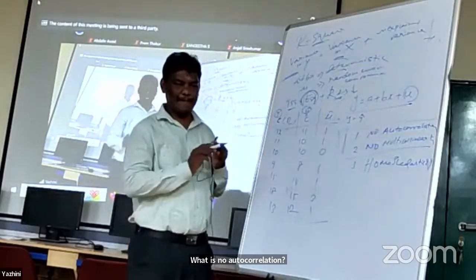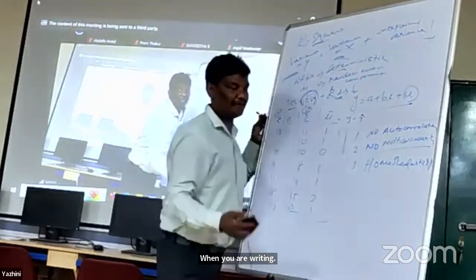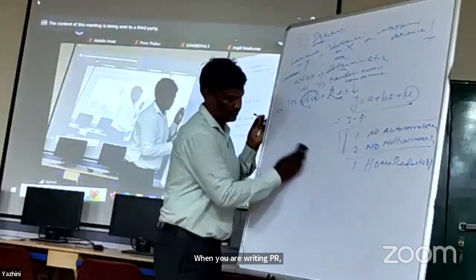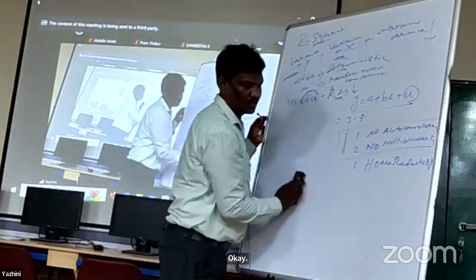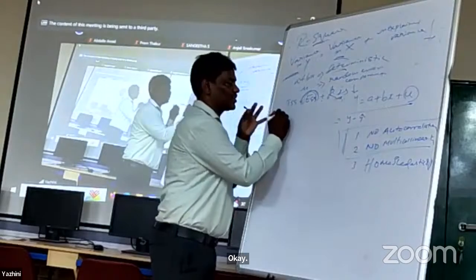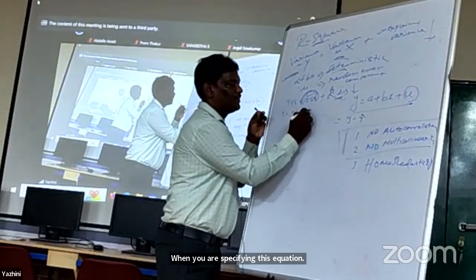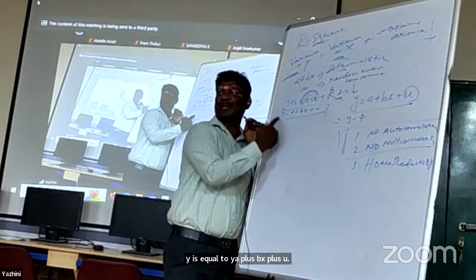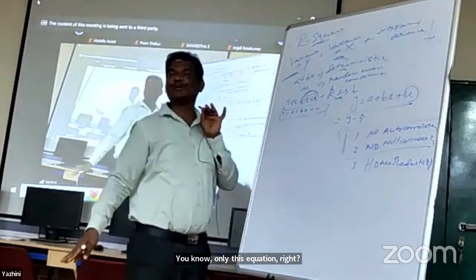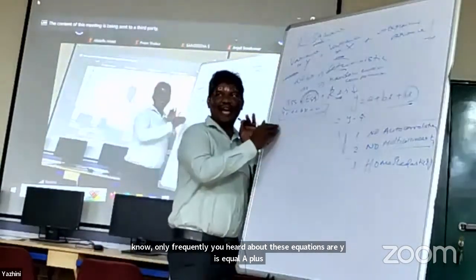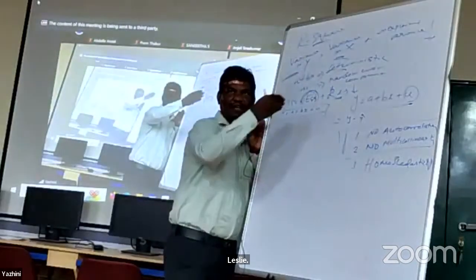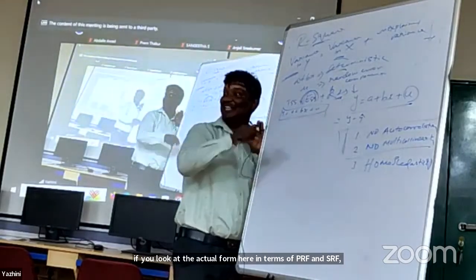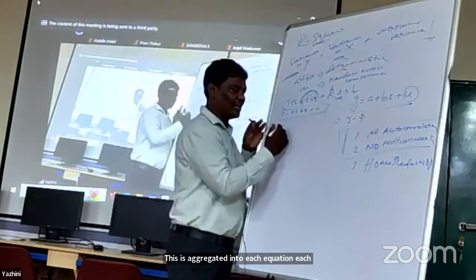When you are writing the PRF, when you are specifying this equation, y is equal to a plus bx plus u. You know only this equation, right? Frequently you hear about these equations as y is equal to a plus bx plus u. But if you look at the actual form in terms of PRF and SRF, this is segregated into each equation, each PRF and each SRF. Okay, let me explain that.